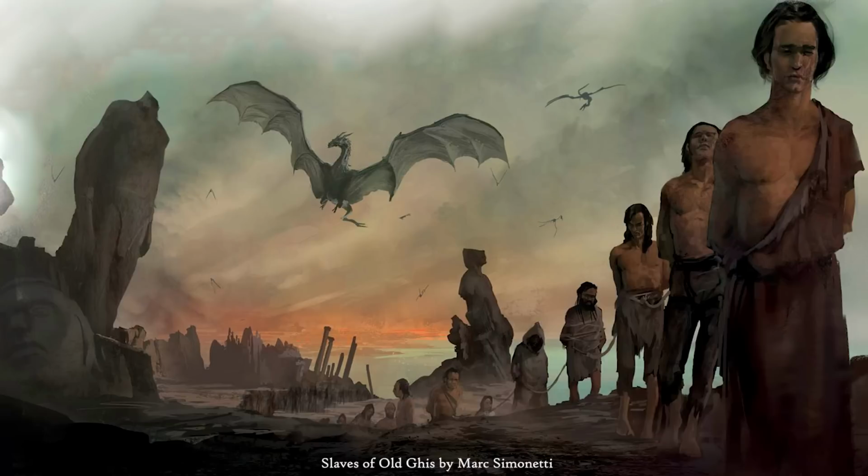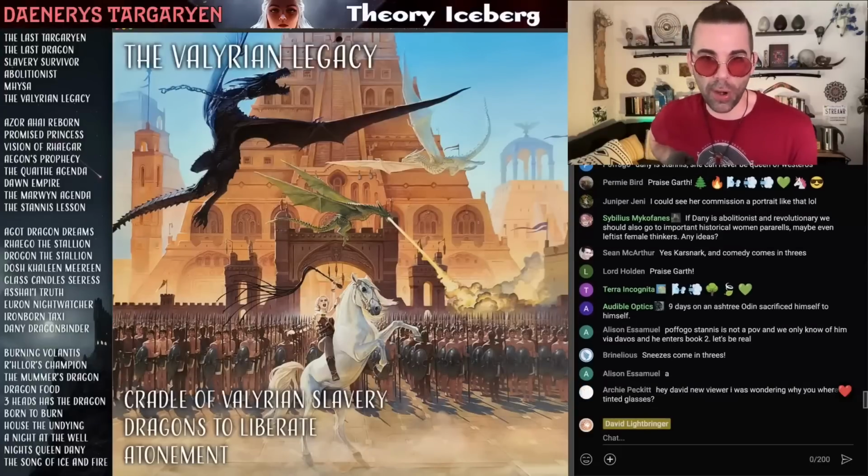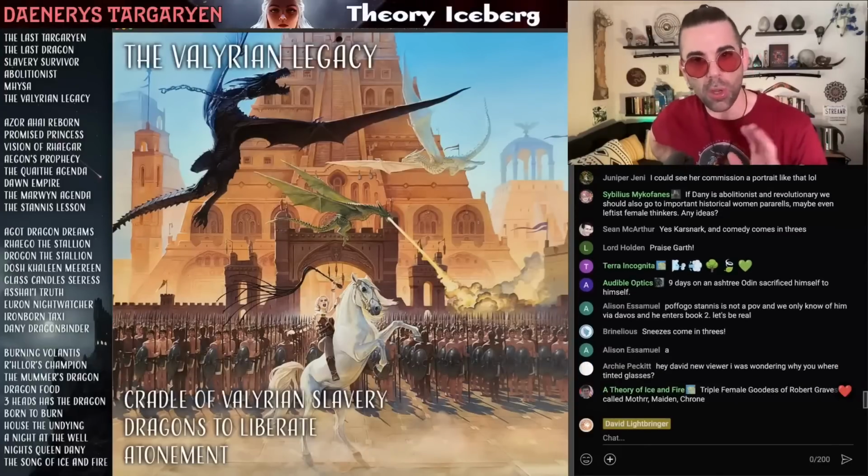So they learned that from the Ghiscari. They defeated the Ghiscari in ancient wars 5,000 years ago, but the Ghiscari were the original slavers. And of course, Old Ghis, the ancient city of Ghis, is in Slaver's Bay, just a little bit to the south of Astapor. It's in ruins now, and there's a city called New Ghis on an island. But basically, Slaver's Bay is the heirs to the Ghiscari culture. So there's a contiguous culture there.